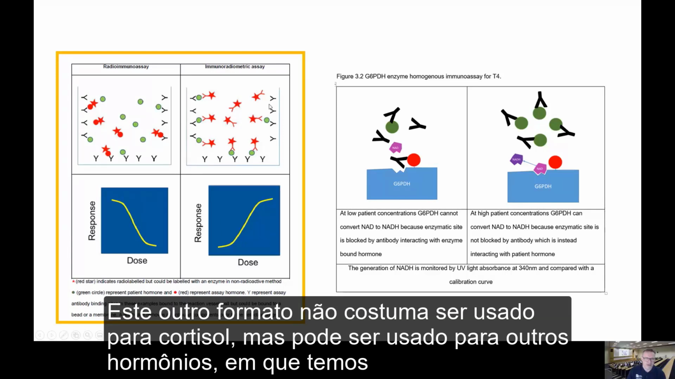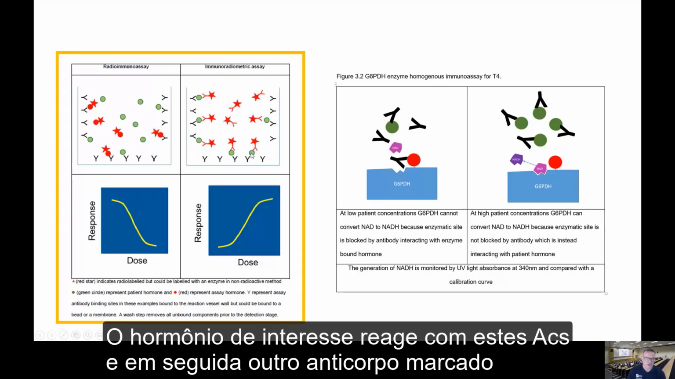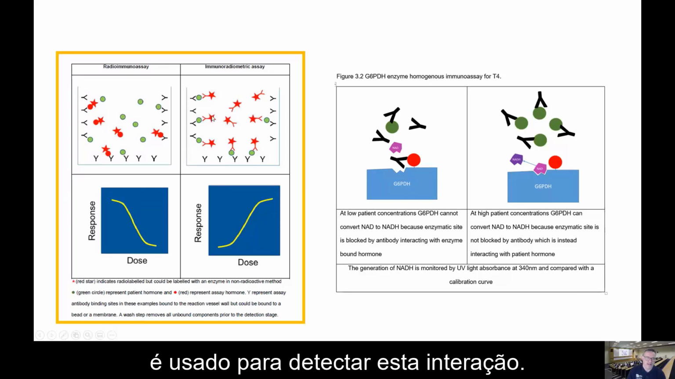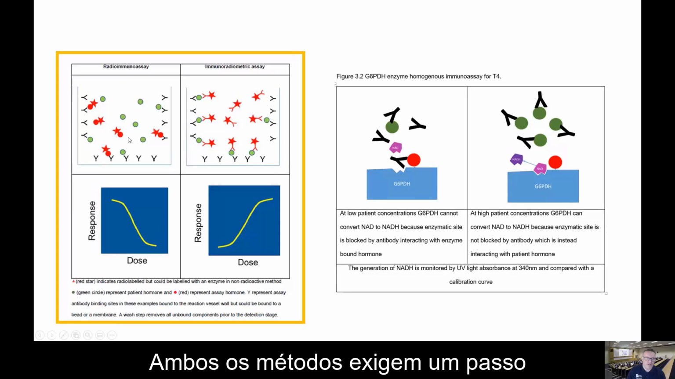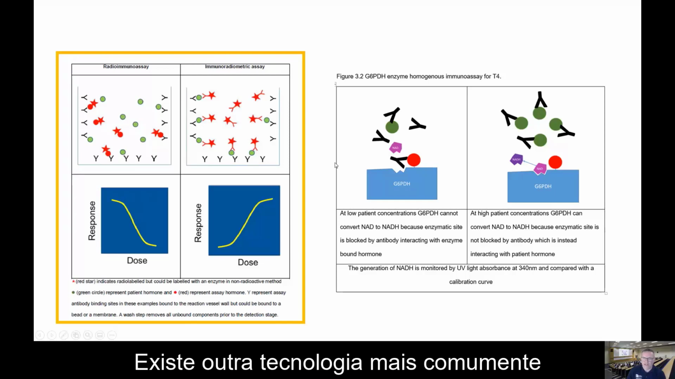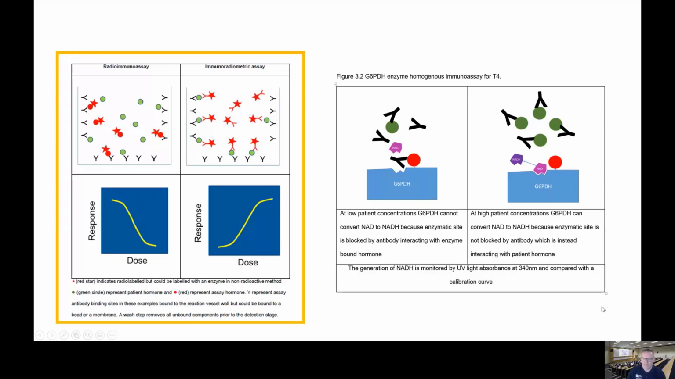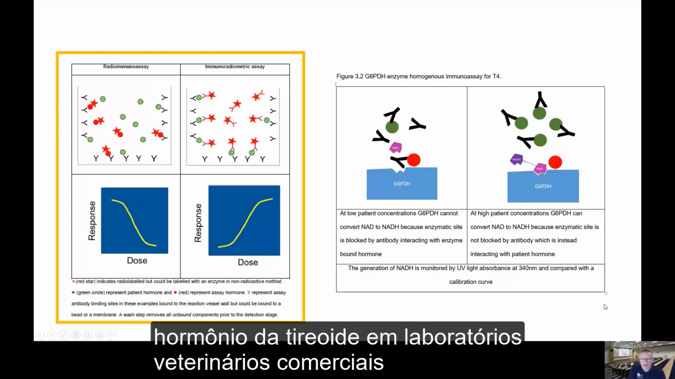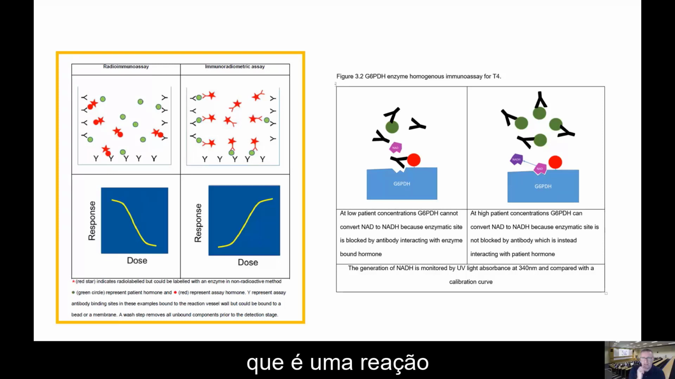This other format doesn't tend to be used for cortisol, but it might be used for other hormones where we've got antibody fixed to something solid. The hormone of interest interacts with those, and then another labeled antibody is used to detect that interaction. Both of these methodologies do require some wash steps to get rid of all of the stuff that hasn't bound to anything. There's a technology more commonly used in thyroid hormone analysis in veterinary commercial labs at the moment, which is a competitive enzyme assay.